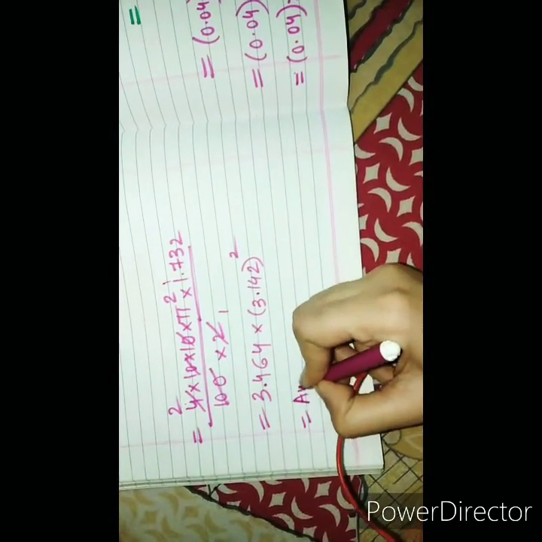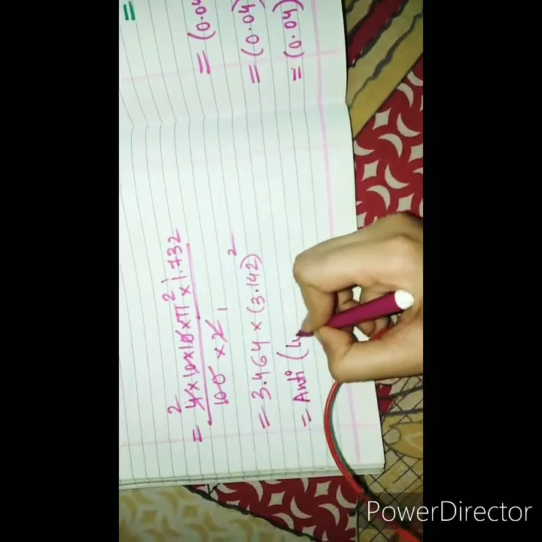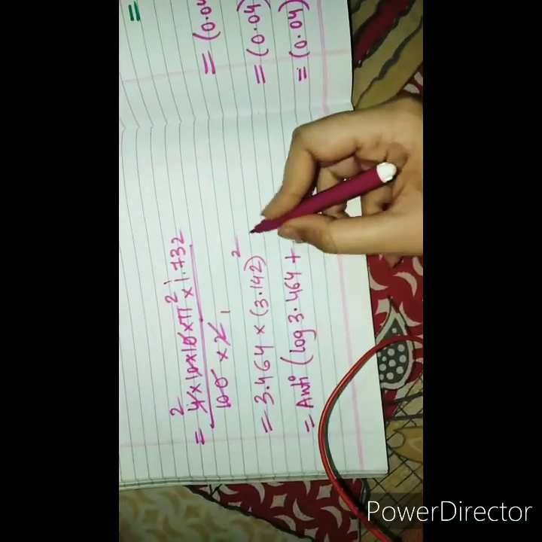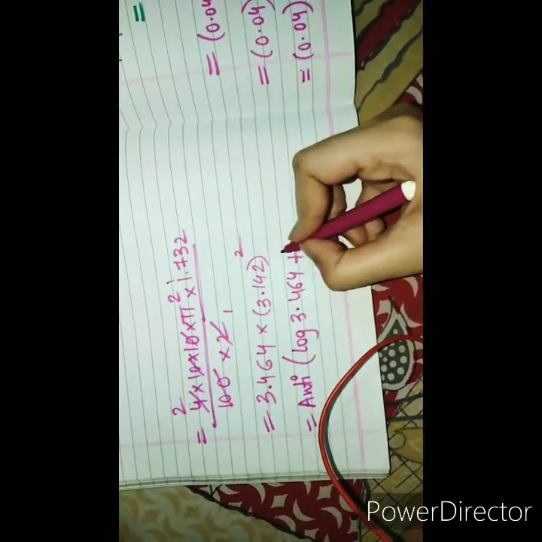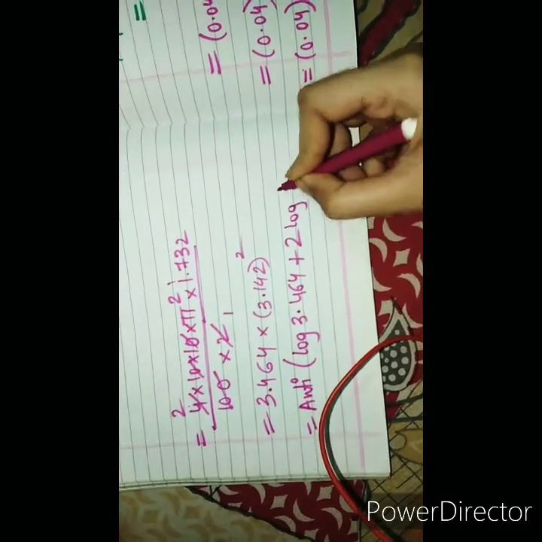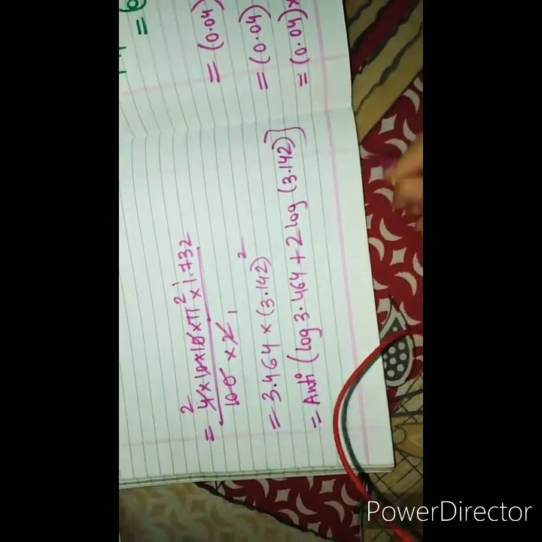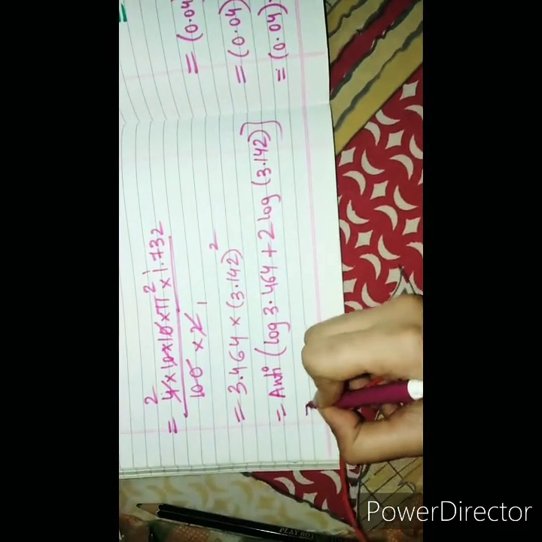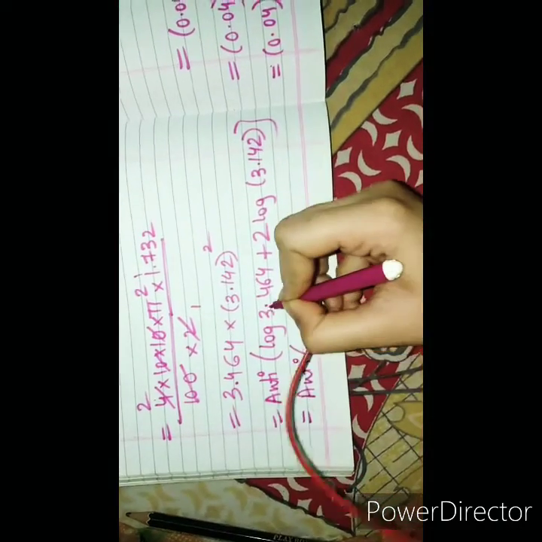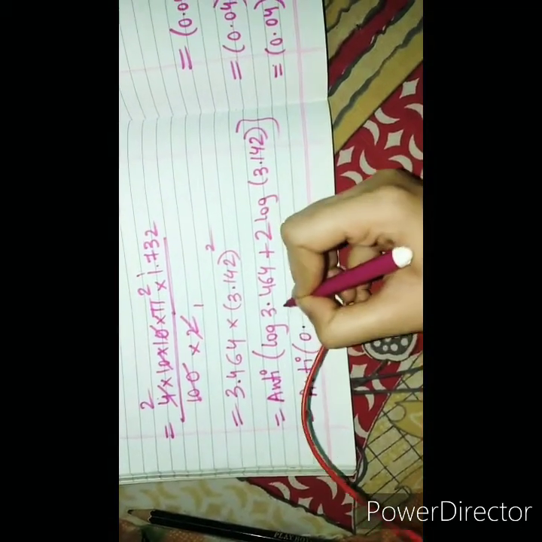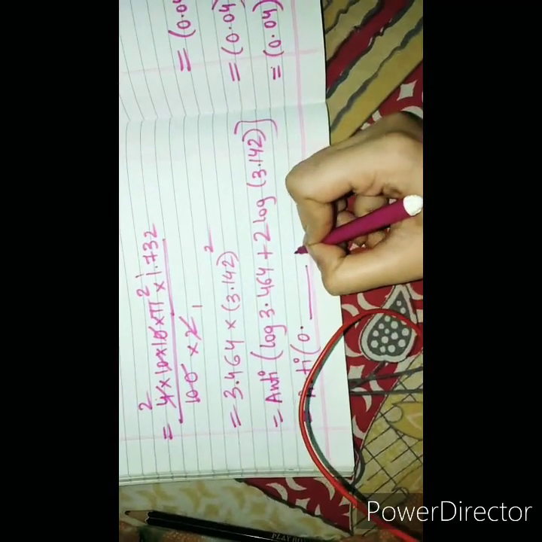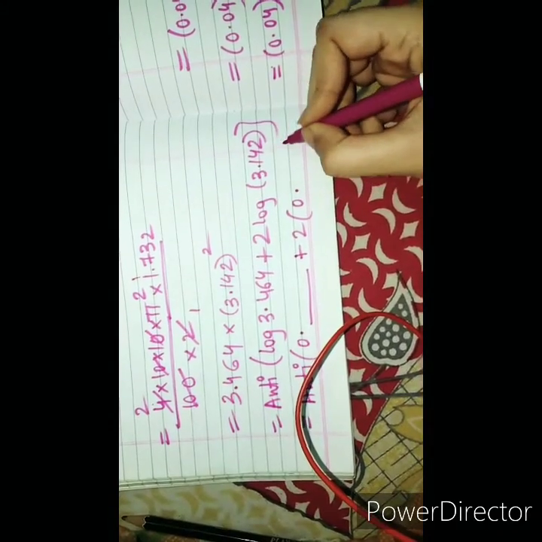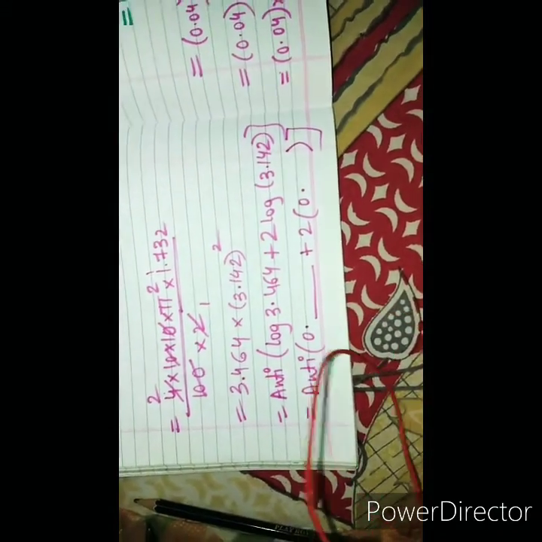Better you can go with log and antilog. Antilog of log of 3.464 multiplication, so plus this 2 will come ahead and log 3.142. I am assuming that the basic use of indices is known to you. So antilog, 1 digit, so 0.3464, we'll see the log of that, plus 2, again 1 digit, so point, we'll see the log of 3142.